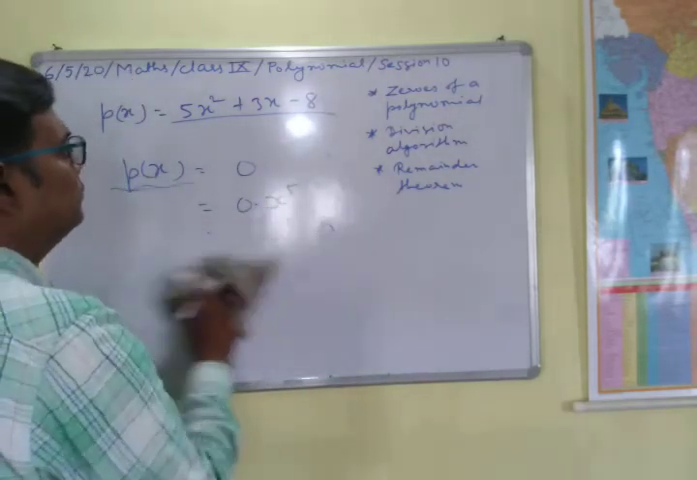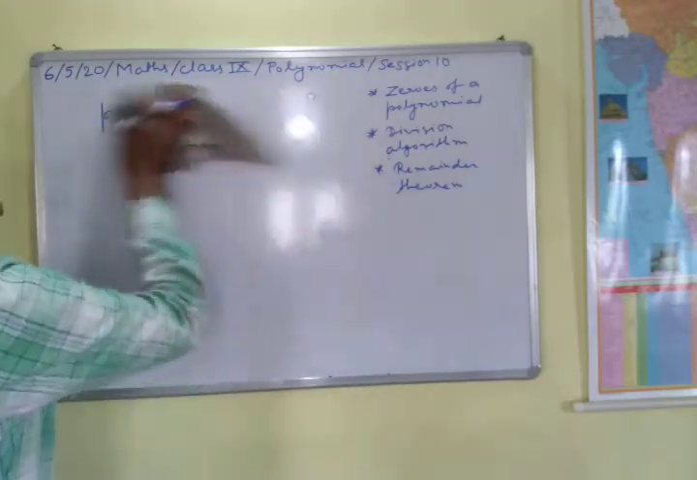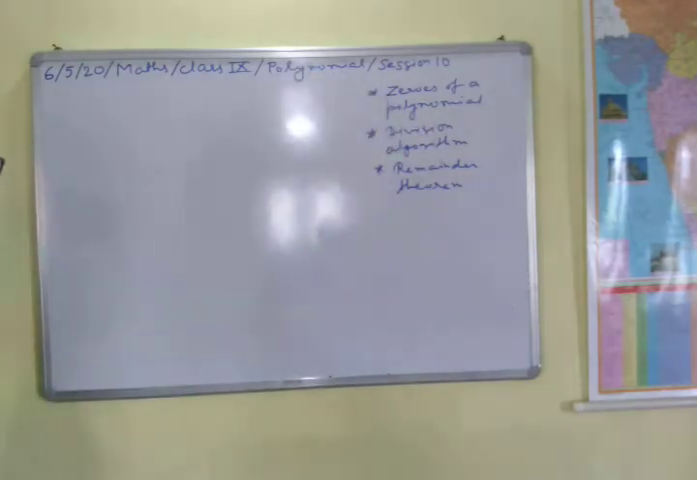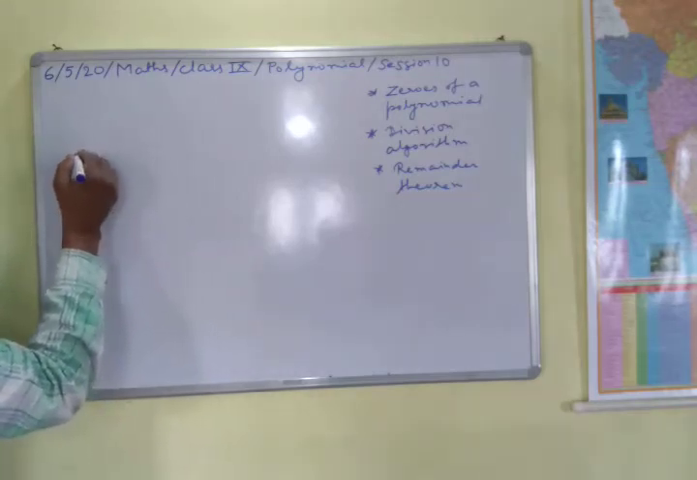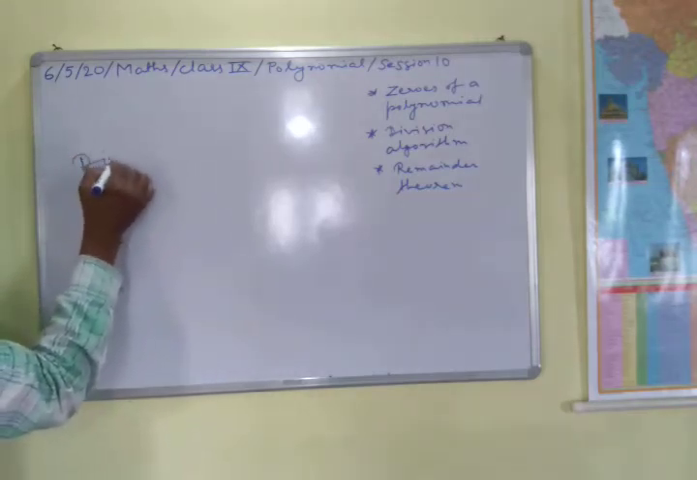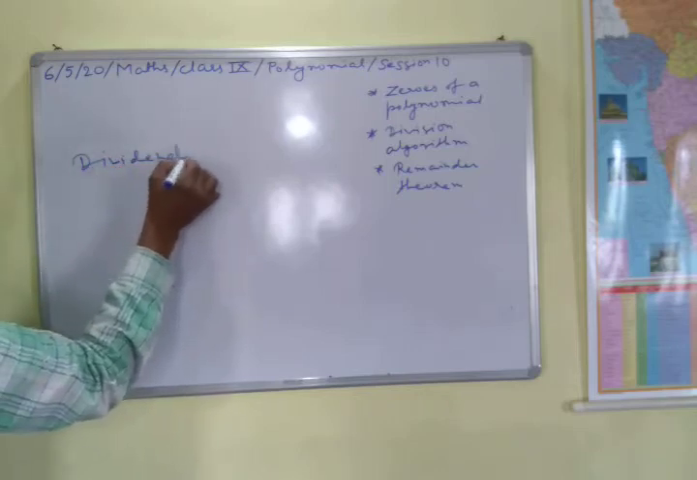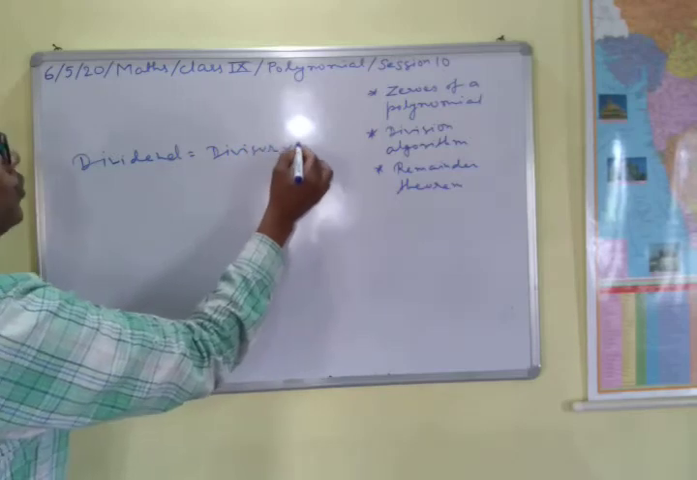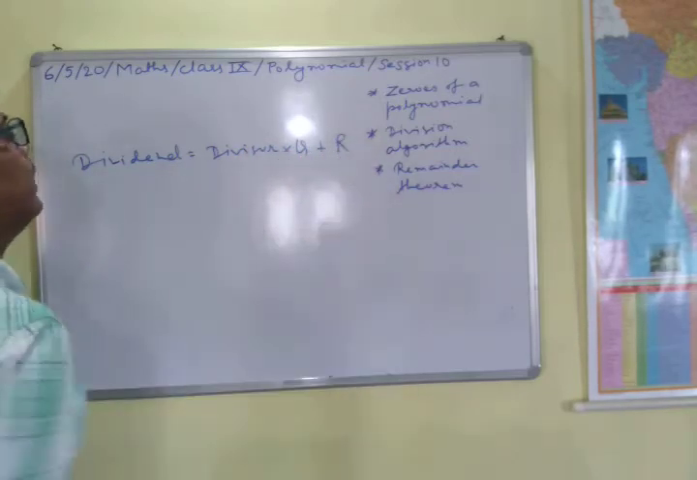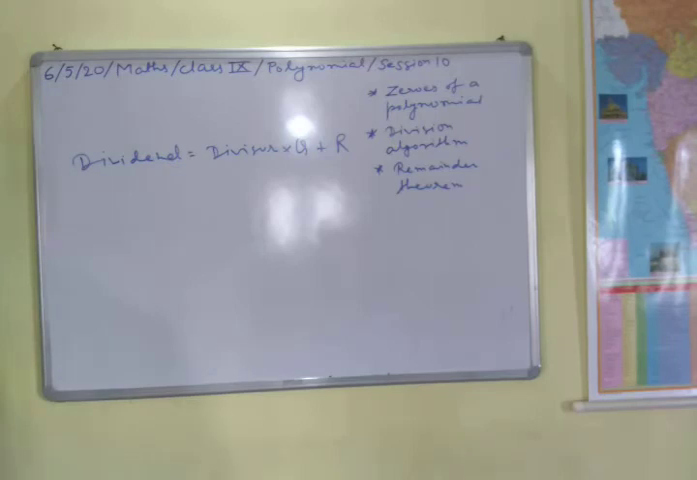The next is, what is the division algorithm? You would have studied about this. That is, dividend equal to divisor into quotient plus remainder. Okay, this is called the division algorithm.